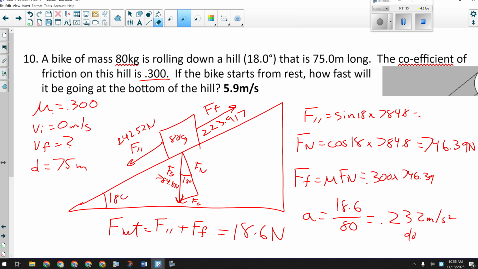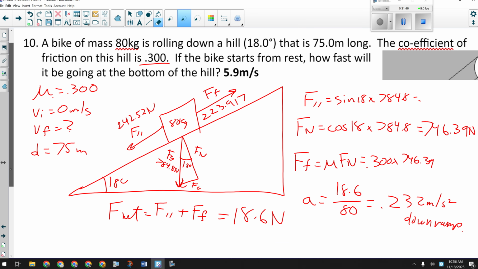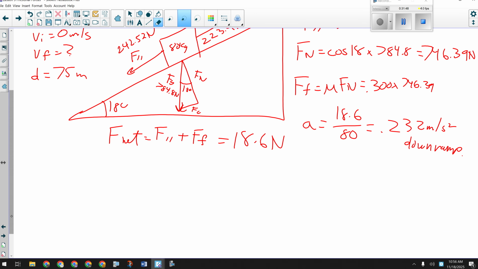down the ramp. Now, that's not what the question wants. The question wants to know how fast they're going when they get to the bottom, which is 75 meters from where they start. So now, am I doing a unit 1 question? Yeah. I've got VI, VF, D, or sorry, A, VI, and D, and I'm looking for VF. So I'm thinking probably this formula. That's the one I've got all the information for.